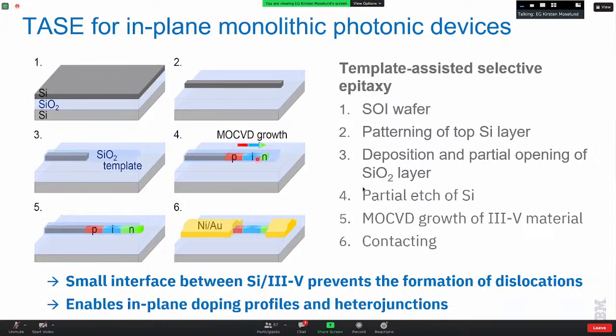And also, as you can see here, this enables us to get in-plane junctions, both homojunctions, where we have doping, as well as heterostructures. That's different than, for example, MBE techniques, where you can get very high quality material, but you're always growing sort of in the vertical direction.